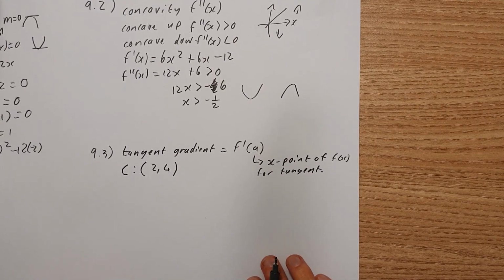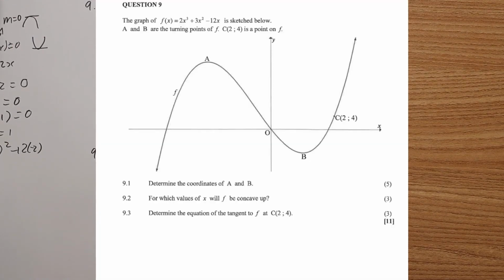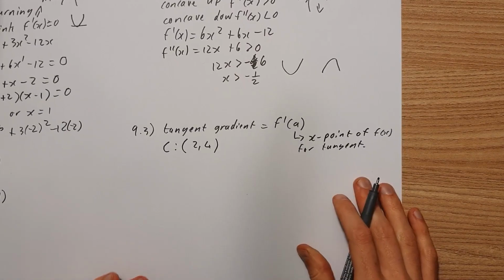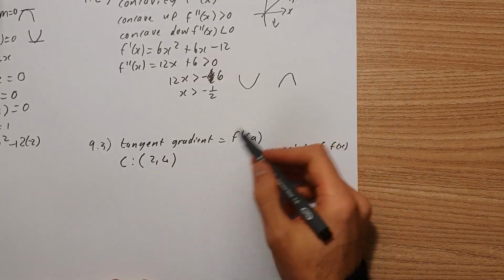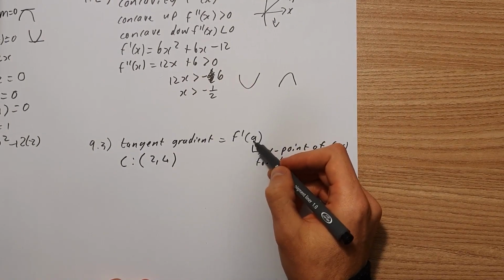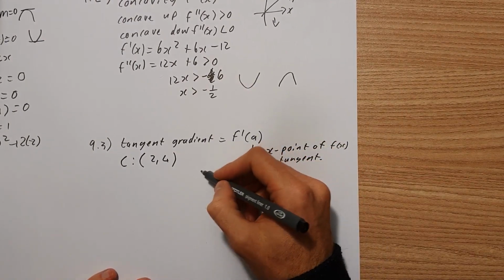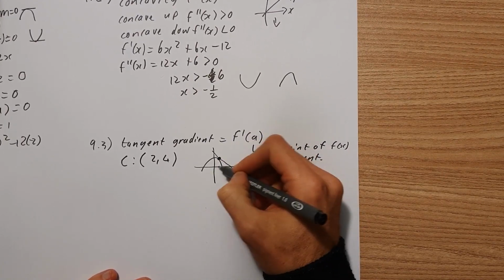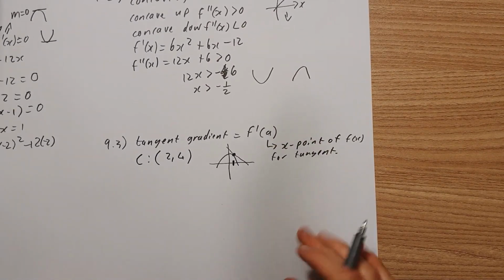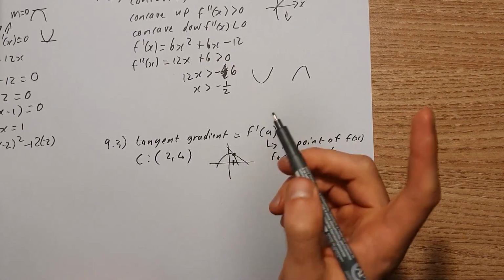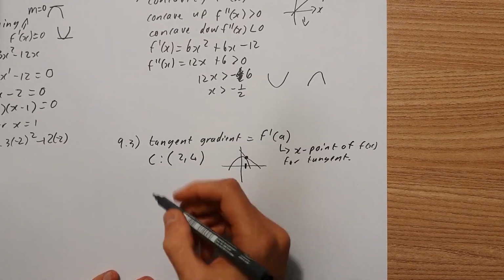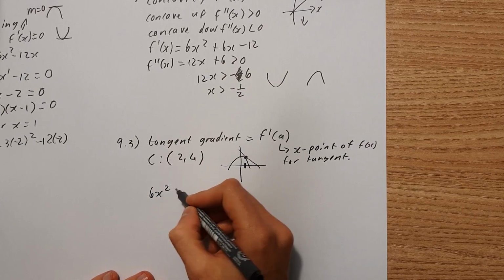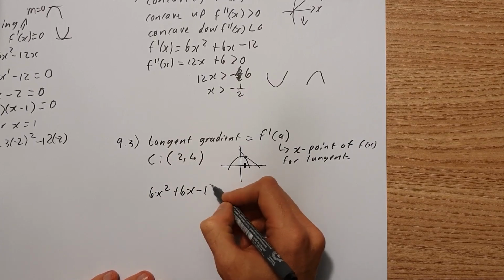Now 9.3 says determine the equation of the tangent line of f at (2, 4). Remember, the tangent's gradient is just the derivative at the point given. So if that's my function and I want the tangent line there, all I need to do is take that x value and plug it into the derivative of my function. We have the derivative already: 6x squared plus 6x minus 12.